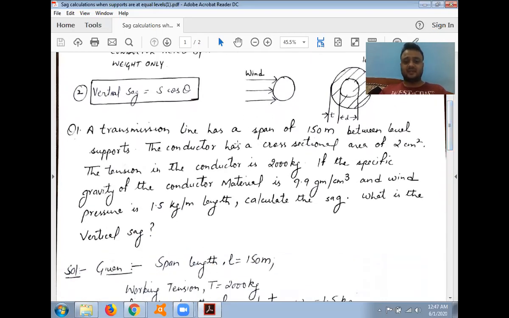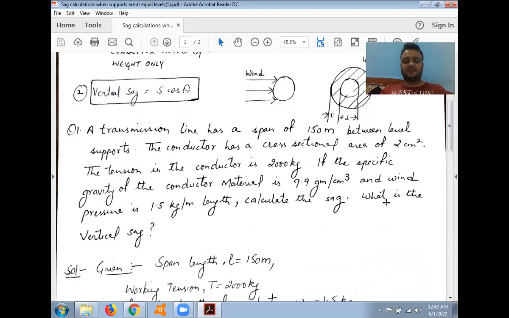A transmission line has a span of 150 meter between level supports. एक ट्रांसमिशन लाइन है, उसका स्पैन है 150 मीटर का between level supports. The conductor has a cross sectional area of 2 centimeter square. The tension in the conductor is 2000 kilogram. If the specific gravity of the conductor material is 9.9 gram per centimeter cube and wind pressure is 1.5 kg per meter length, you have to calculate the sag.